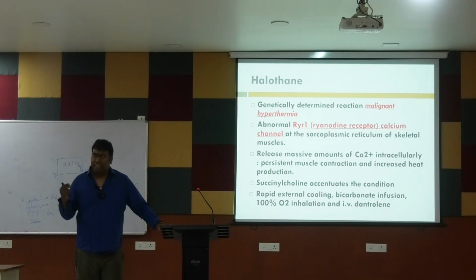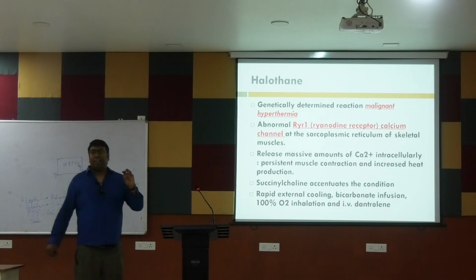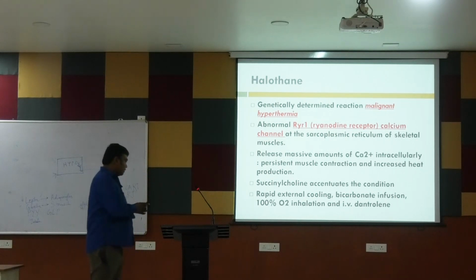Hyperthermia, muscle rigidity, myoglobinuria, myoglobinemia. Dantrolene is a drug which is used to terminate this, or used in malignant hyperthermia.